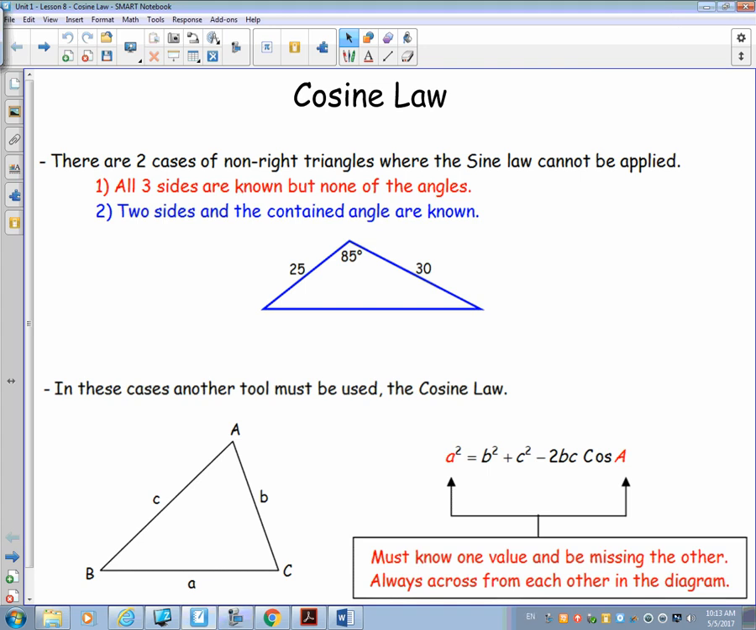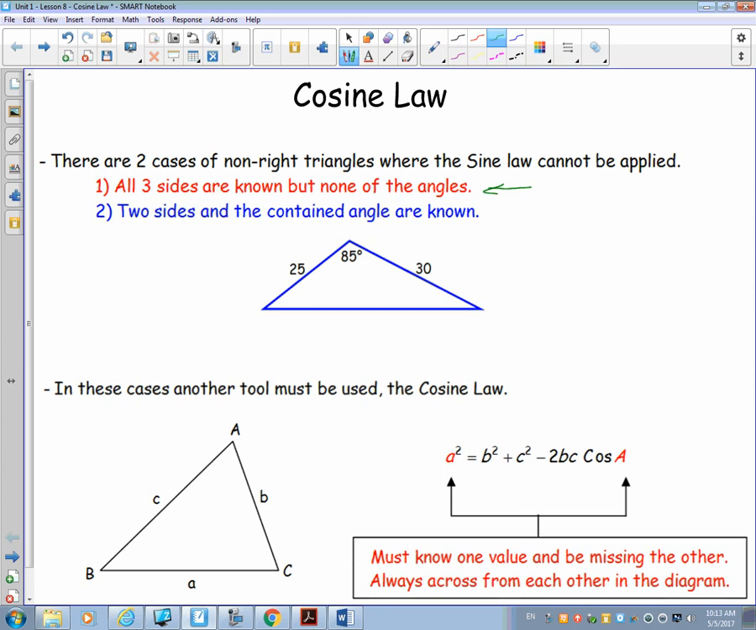In this lesson, we're going to examine our last idea of trigonometry. We're going to look at the situations where we can't use SOHCAHTOA because it's not right angled, and we can't use the sine law because we don't know a pair of sides and angles that go together. And there's two situations where that happens. Number one, if you have all three sides. If you have all three sides, obviously you don't have a pair of side and angle.